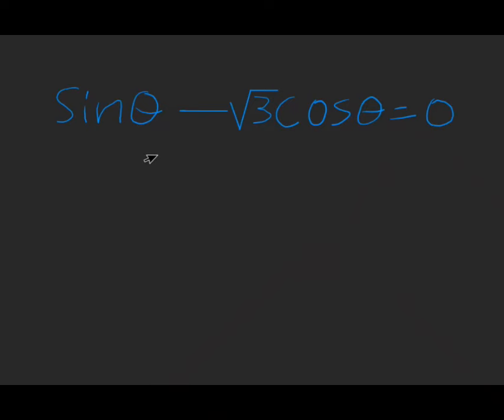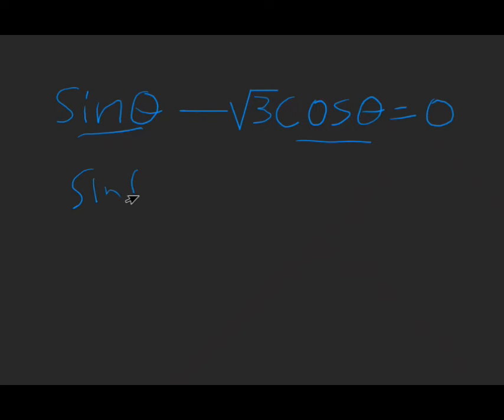So what do you do in this case? Every time you are given sine and cos, if there are numbers in front, you have no choice but to turn it into tan. So how are you going to turn it into tan? First you take this to the other side of the equation.